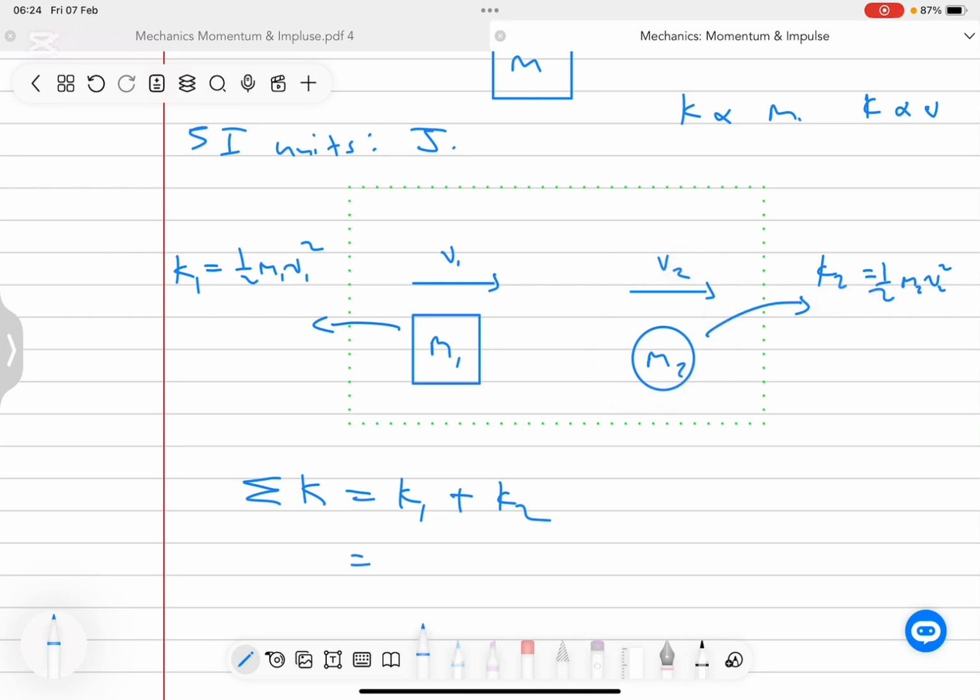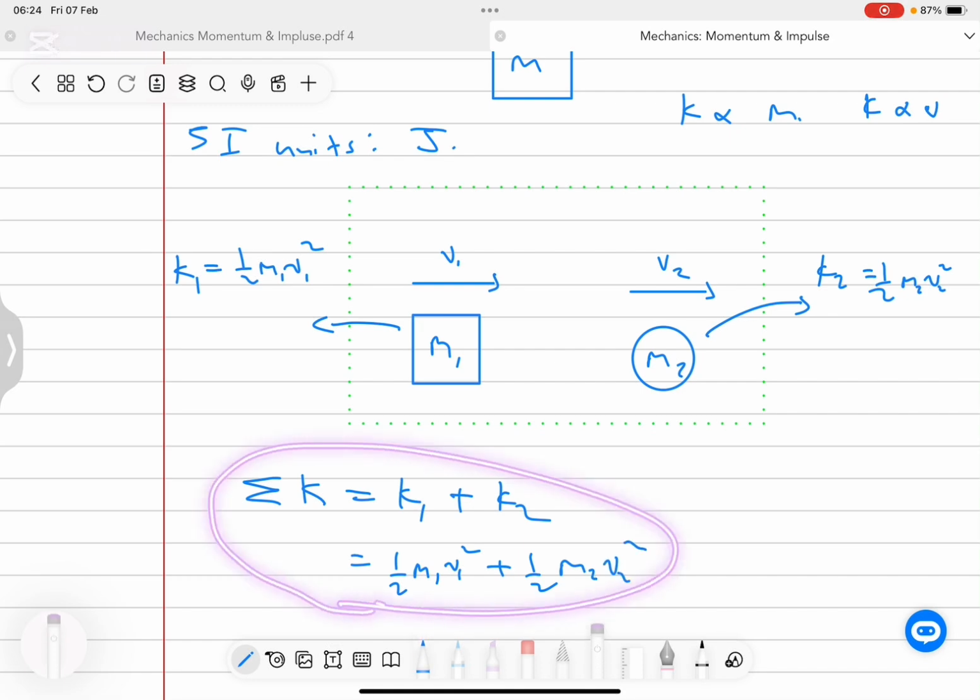But we are saying here that kinetic energy of the first object is given by half m1 v1 squared, and kinetic energy of the second object is given by half m2 v2 squared. So this represents the total kinetic energy of the system. It is simply the scalar sum of the kinetic energies of each object in the system. We're really adding the kinetic energy of each object in the system.